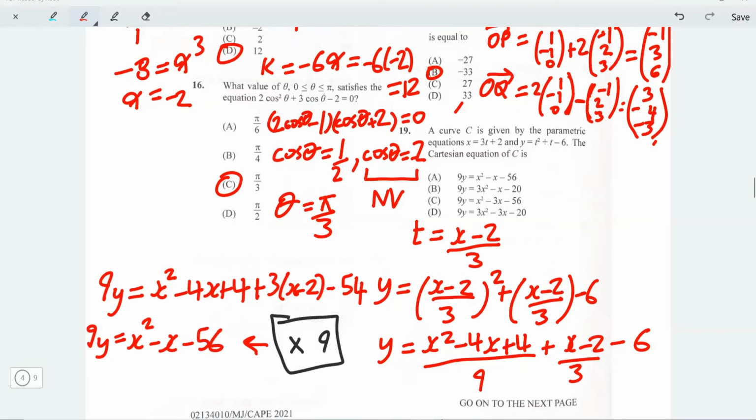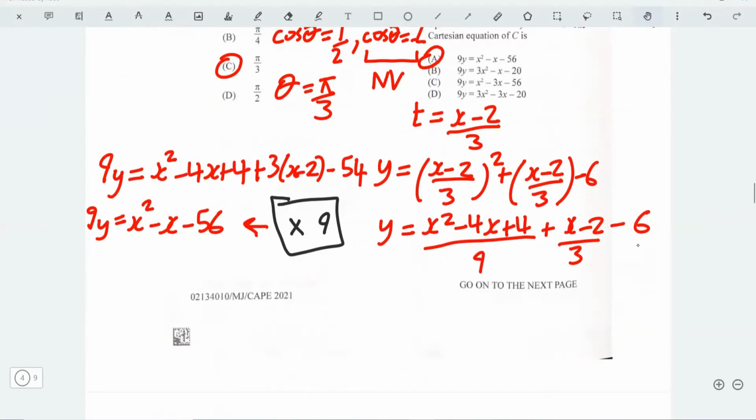So that is looking like option A. That's option A. Nice, nice, nice. How did we do that?